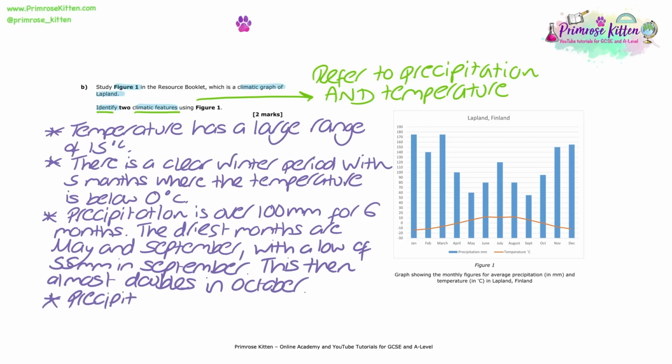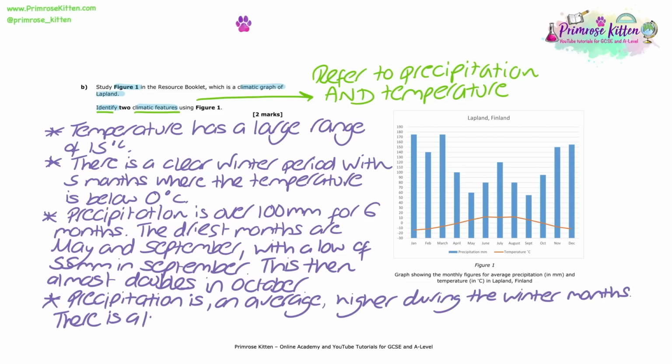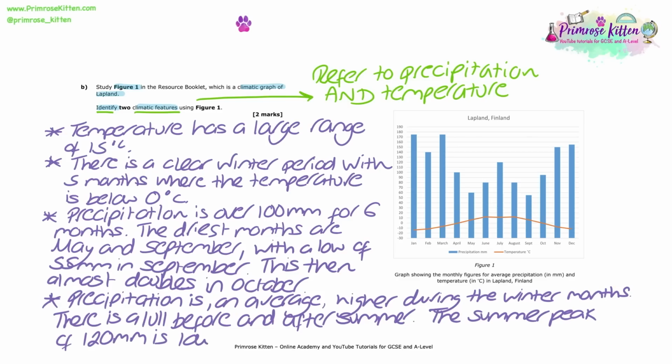Secondly, precipitation is on average higher during the winter months. There is a lull before and after the summer, in May and September. The summer peak of 120 millimetres is lower than the winter peak of 175 millimetres. Identifying either of these features for precipitation would be sufficient to get you the 2nd mark on this question.